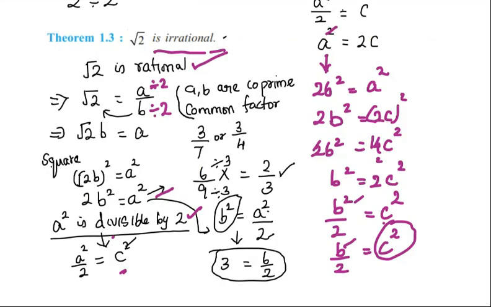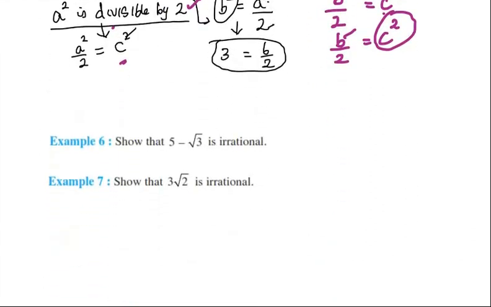Okay. Next question: show that 5 minus root 3 is irrational. Suppose you want to prove this, what you are doing? Let 5 minus root 3 equal to A by B. Bring A by B here: 5 minus A by B. If root 3 goes here, it will become positive. Why am I taking that side? To make it positive.